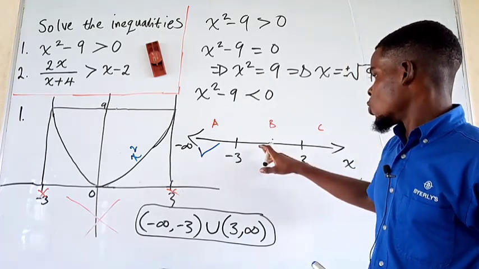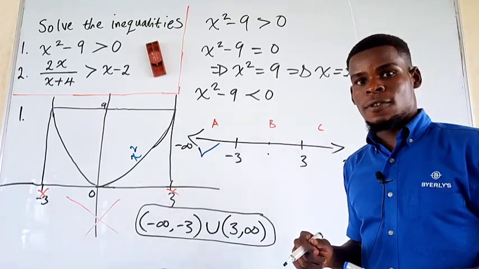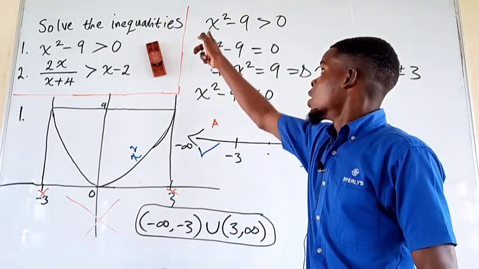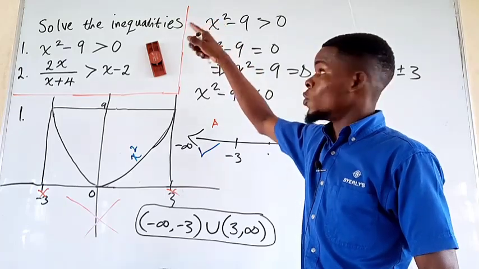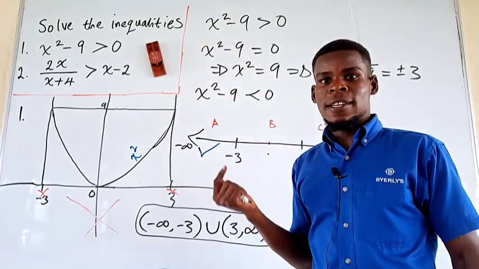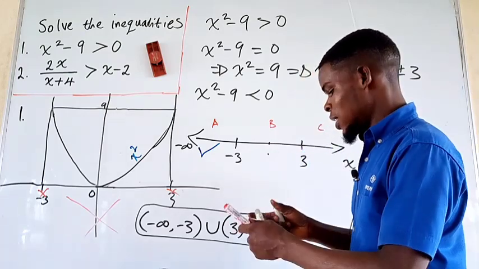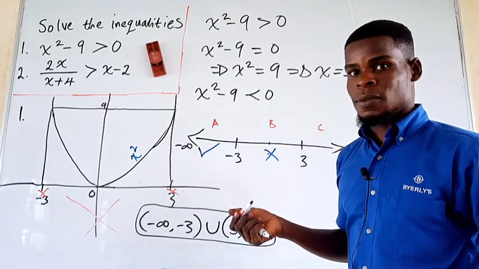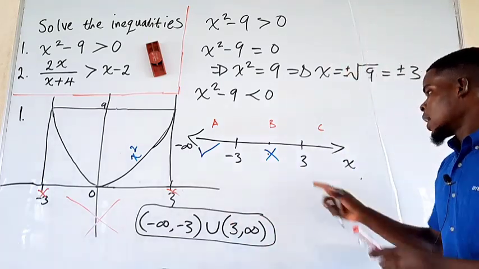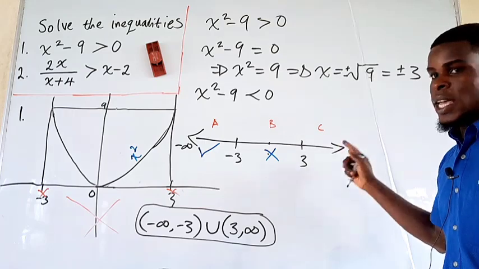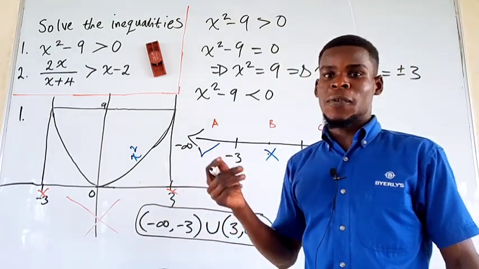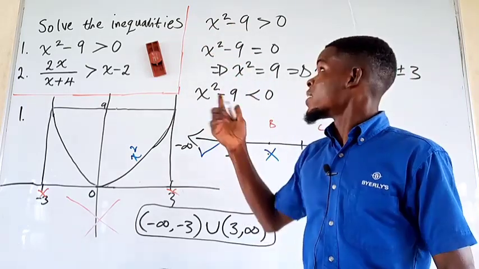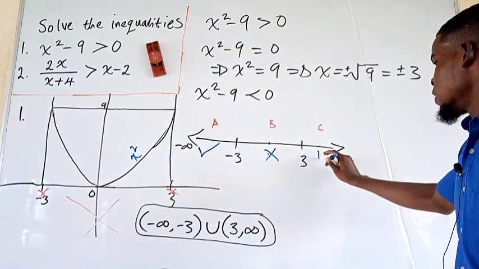The next thing is to pick a point from this interval, negative 3 and 3. For example, if you pick 0, we plug in 0 for x, and we have x squared, that is 0 squared, which is still 0. 0 minus 9 is negative 9. Negative 9 is less than 0. So this interval does not satisfy what we want. Therefore, no number here will be taken. Again, for this last interval from 3 to infinity, we can choose 4 or 5. For example, 5. 5 squared is 25. 25 minus 9 is in fact 16. 16 is greater than 0. So this interval satisfies.